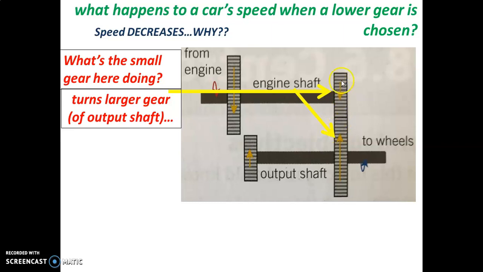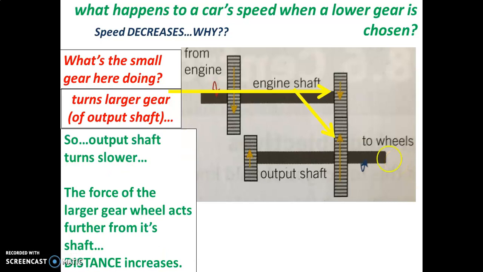What this small gear here of the engine shaft is doing is turning the larger gear that is on the output shaft, or in other words, the wheel shaft, as I mentioned earlier. Now what that actually means is, remember, it's a larger gear wheel, so it's going to rotate more slowly. It's going to turn slower. The force of the larger gear wheel, which is going to be applied and exerted right at the edge, right over there, is actually, look at my cursor, acting further from its shaft, the output shaft. So therefore the distance has increased between the two.